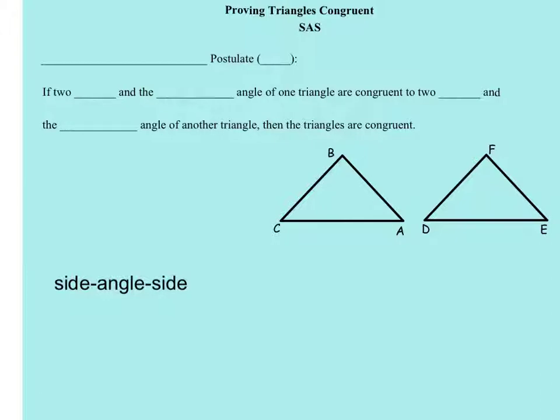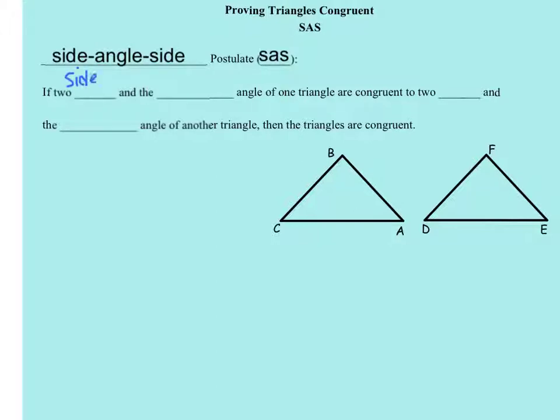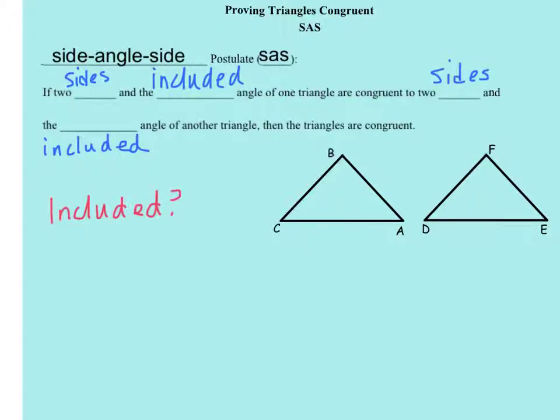The next postulate we're going to talk about is the side angle side postulate, and you can probably guess that we're going to abbreviate that SAS. This postulate states that if two sides and the included angle of one triangle are congruent to two sides and the included angle of another triangle, we can declare the two triangles congruent.